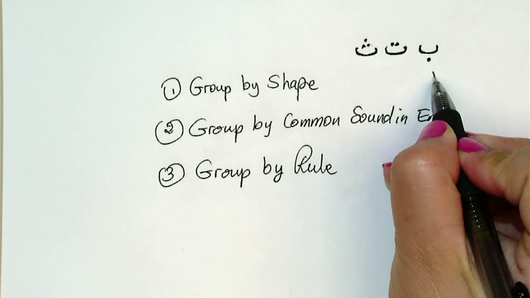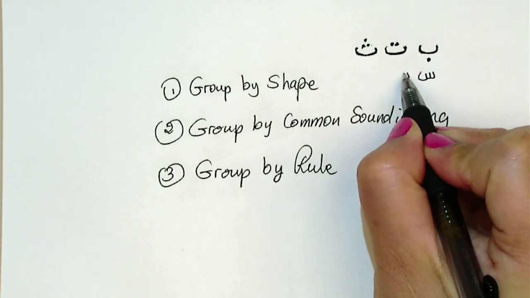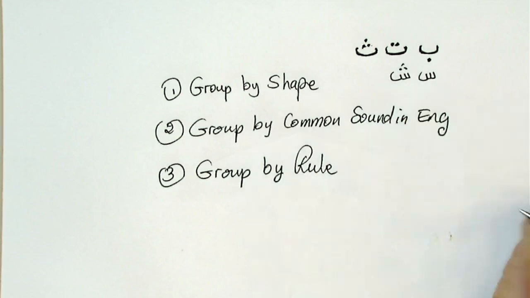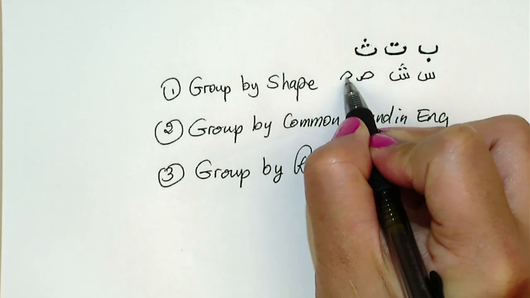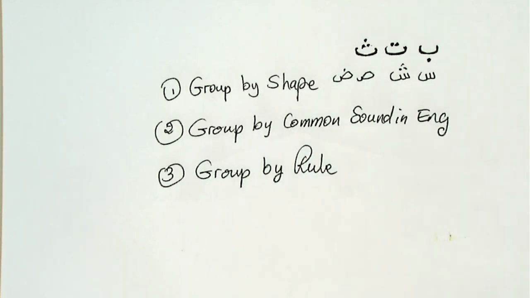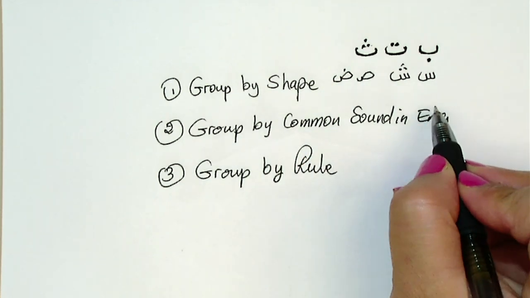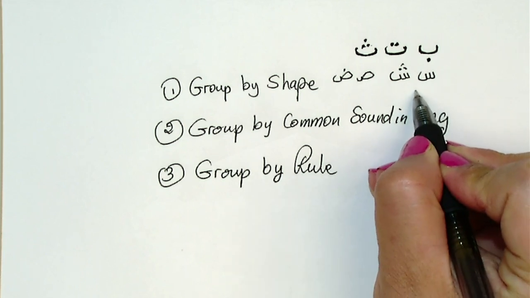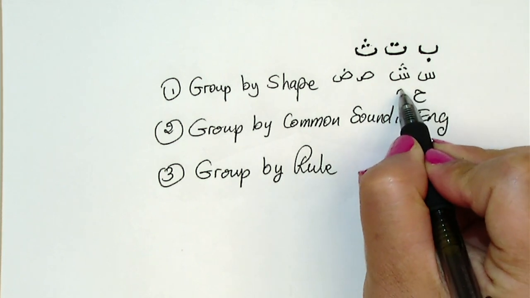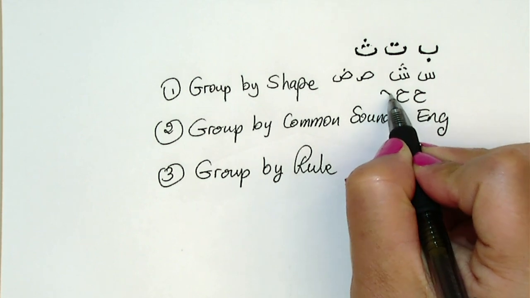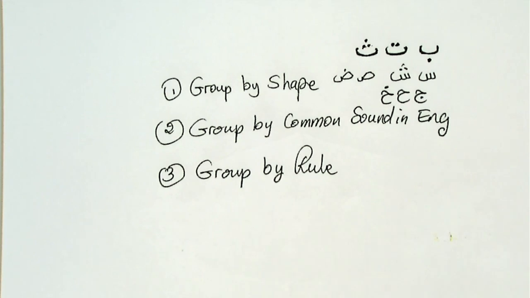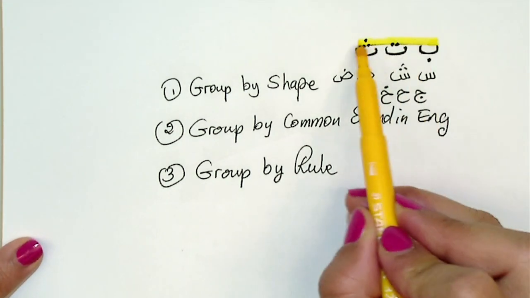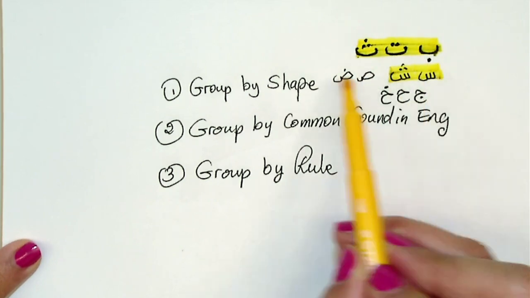Then we group another set. We do seen and sheen. They share the same shape. Then we have sod and dod. They share the same shape. Then we have also ha, kha, and jim, or jim, ha, kha. Jim, ha, kha. So grouping by shape makes it a lot easier for you to remember new sets of the Arabic alphabet.